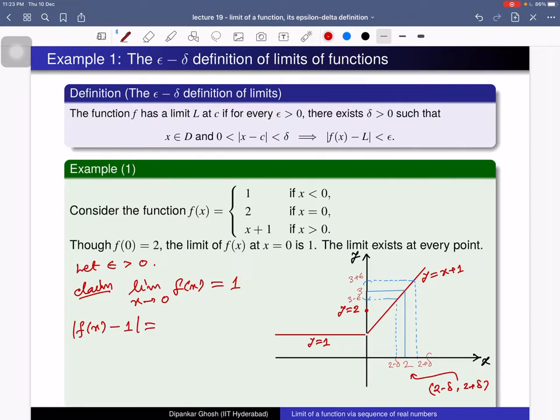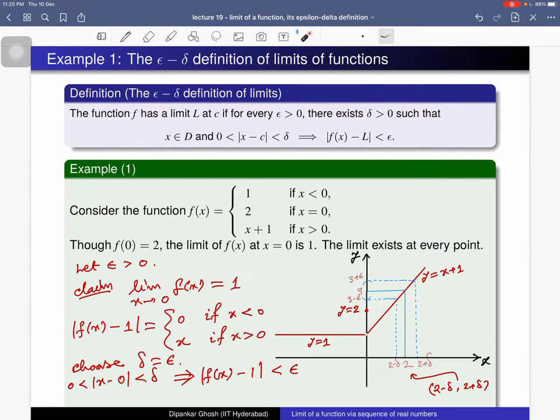Okay, so this is 0 if x is less than 0, and this is x if x is, so we choose delta that is same as epsilon, and then let's try to verify that for this delta whether it satisfies this thing or not. Our aim was to prove that for every epsilon there exists some delta. Now I am claiming that for this epsilon, if we choose delta that is same as epsilon, then that delta will work. Okay, why?